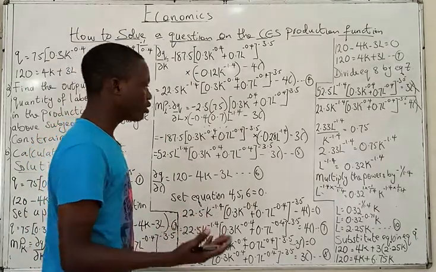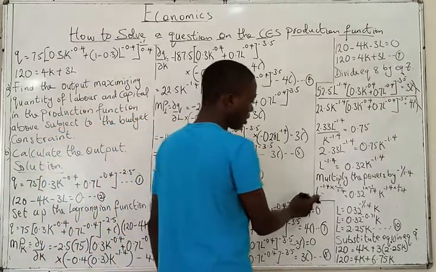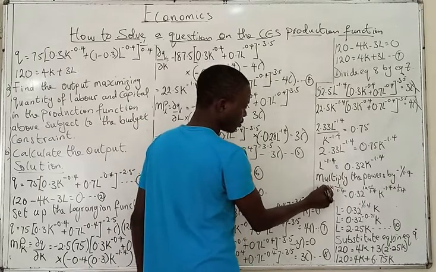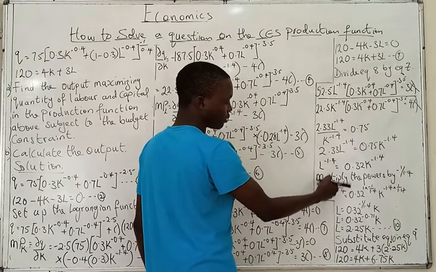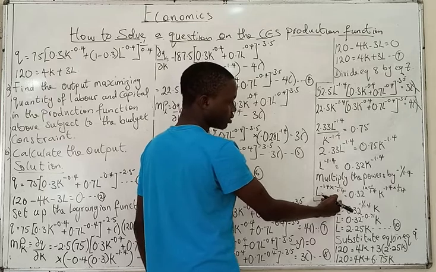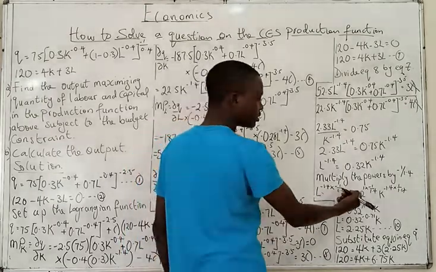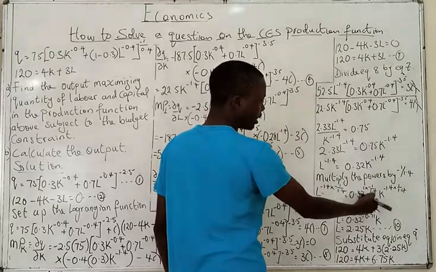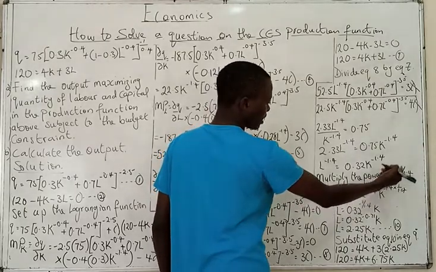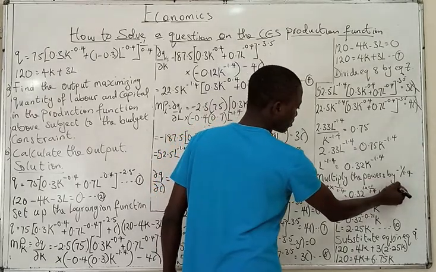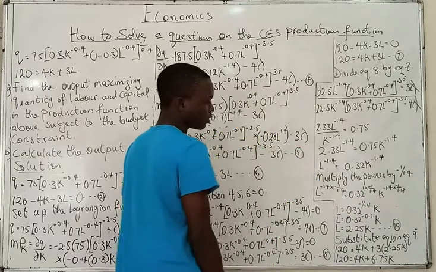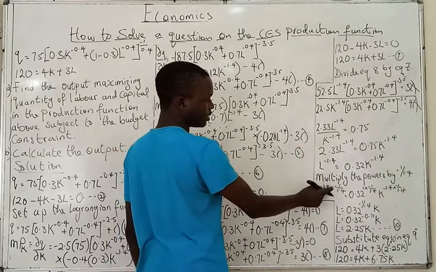Multiply the power by minus 1 over 1.4. So L raised to minus 1.4 multiplied by minus 1 over 1.4 equals 0.32 raised to 1, of course. So we just multiply that 1 times minus 1 over 1.4. Then K raised to minus 1.4, we multiply that by minus 1 over 1.4. At the end of the day, we discover that this cancels this.